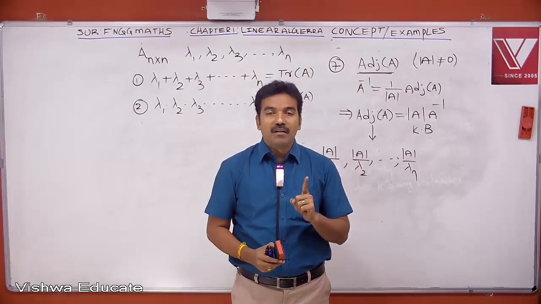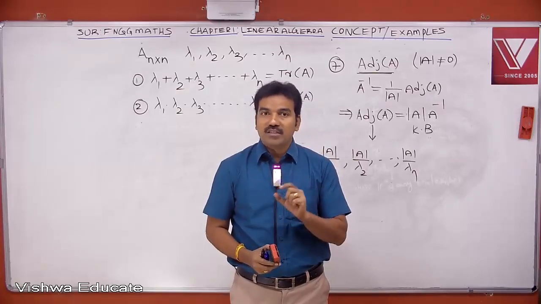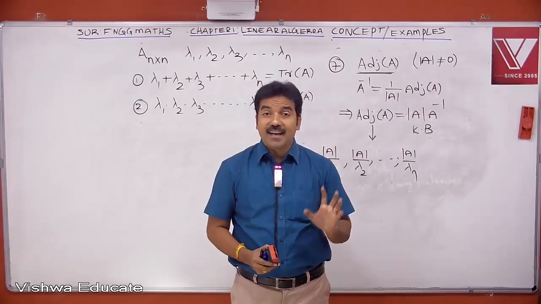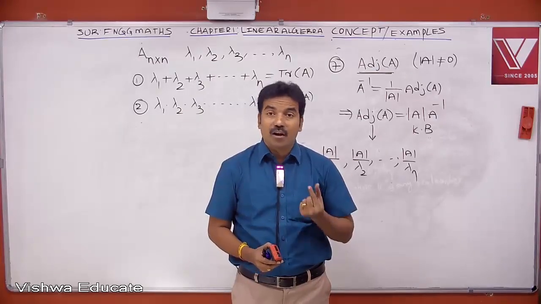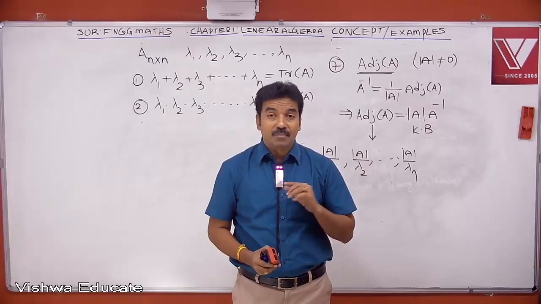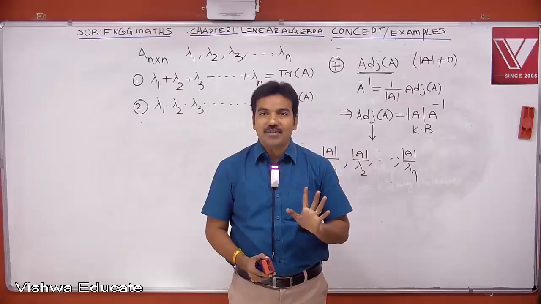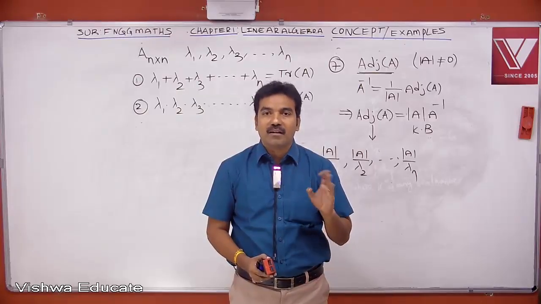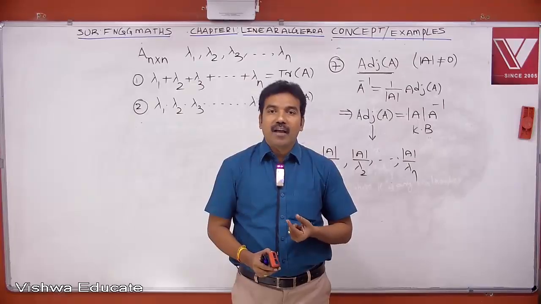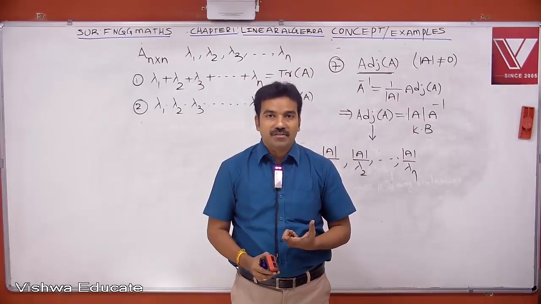In point number 1, what is it? Sum of eigenvalues equal to trace of A. No restriction on A, whether A is a symmetric matrix, a diagonal matrix, a scalar matrix, upper triangular, orthogonal or skew symmetric, it doesn't matter. Sum of all eigenvalues equal to trace of that matrix. It is valid for all types of matrices, right? In the second point, product of eigenvalues equal to det. This is also valid for all types of matrices.